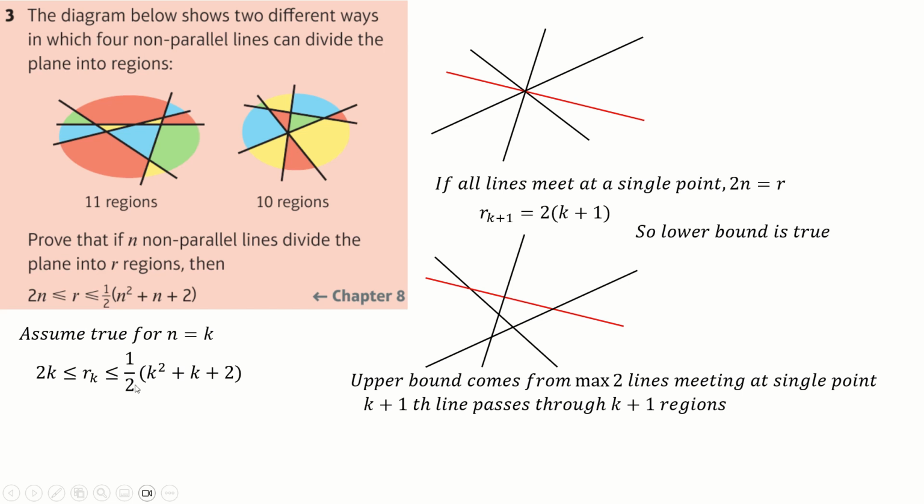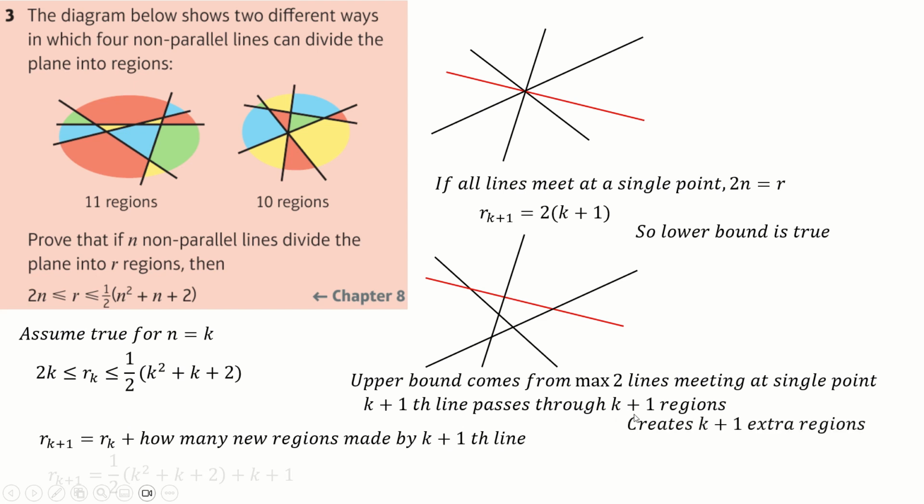And we've assumed that this is the assumption step, so we've assumed that this algebra here is true. All we're going to need to do to get from our regions made by k lines to regions made by k plus 1 is to say, well, r of k plus 1 is just r of k plus how many regions are made by the k plus 1th line. But we already have this, right? r of k is just this by the assumption step, and the new regions made by the k plus 1th line is just k plus 1. So we just add that in to the assumption, and then just some algebra here.